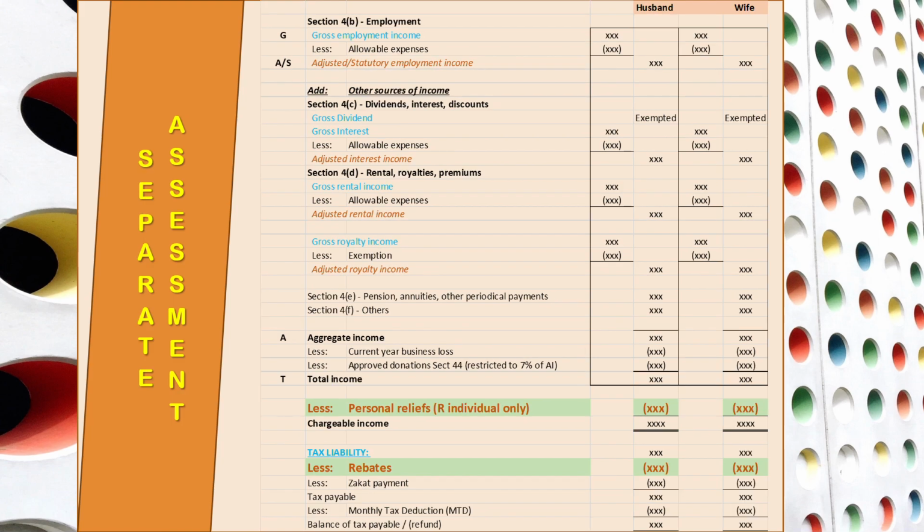In the case of separate assessment, how does it look? You see there, husband and wife are computed on a separate basis, starting from the beginning until total income, and that also happens to the end. The husband would have his own total income, and then he would claim whatever relief he can based on his own entitlement. Therefore he would have his own chargeable income.